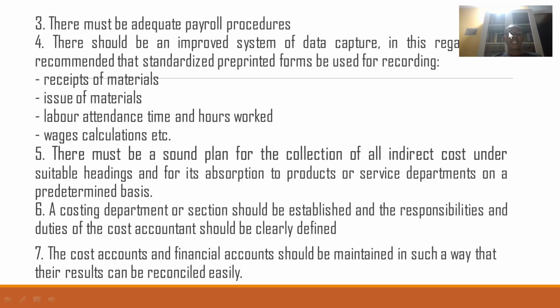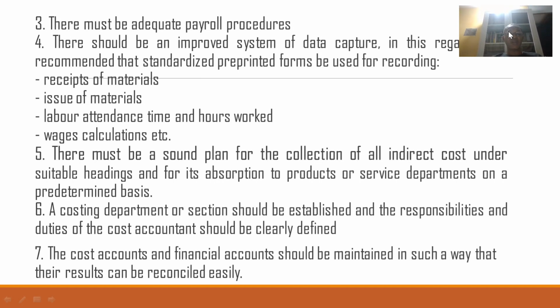Then number five, there must be a sound plan for the collection of indirect costs under suitable heading. That's talking about overhead under suitable heading and for its absorption to products, because it is from overhead to now apportion it to products and all of that. So there must be a sound plan for the collection of indirect costs under suitable heading and for its absorption to products or service department on a predetermined basis.